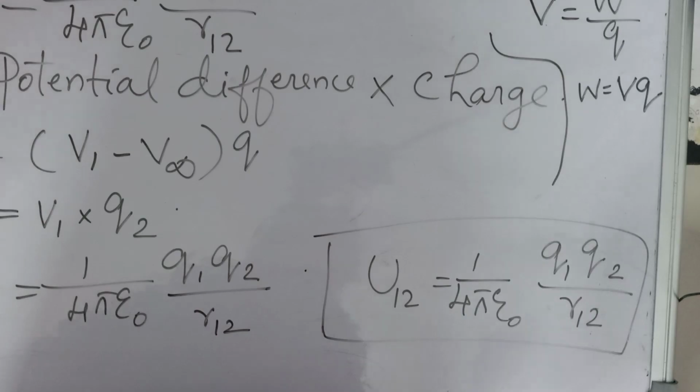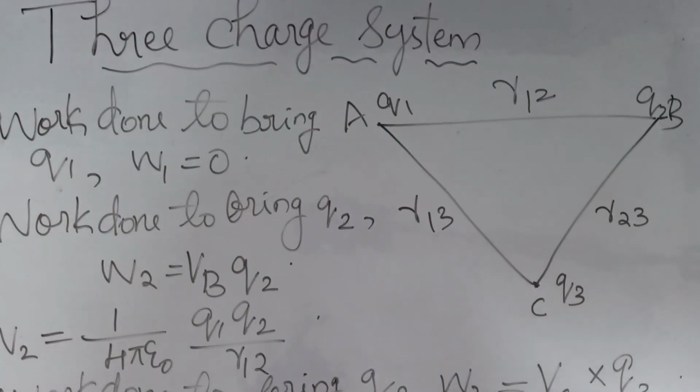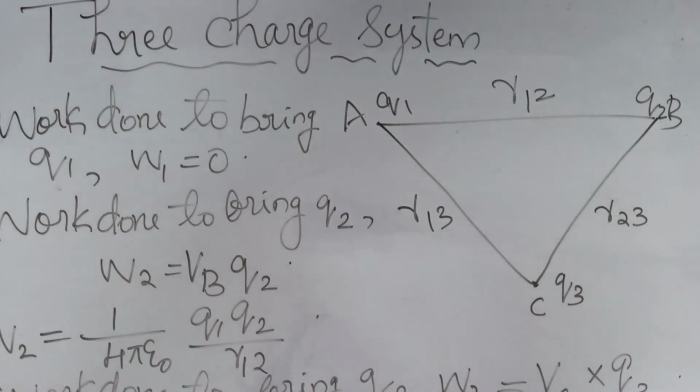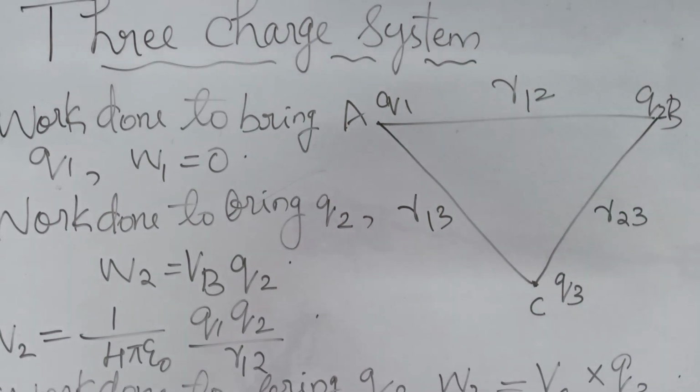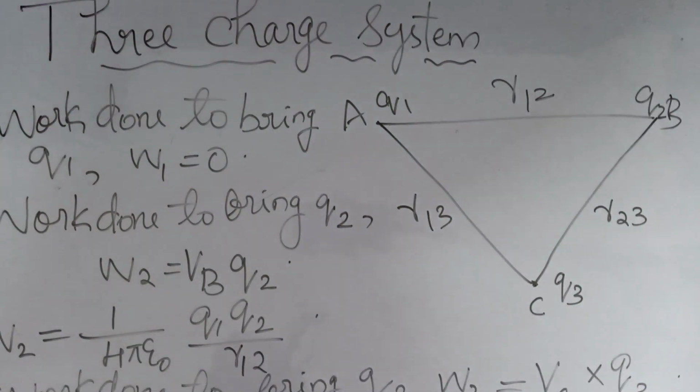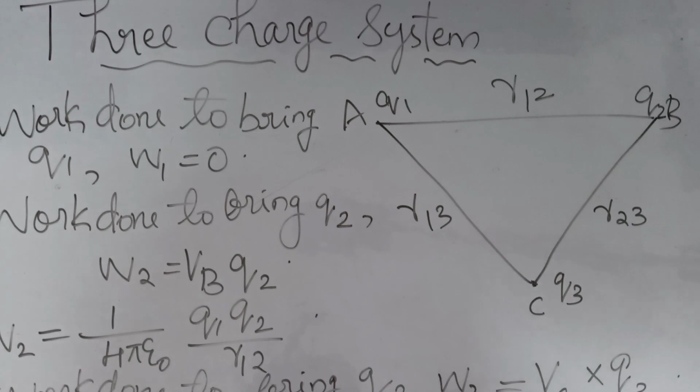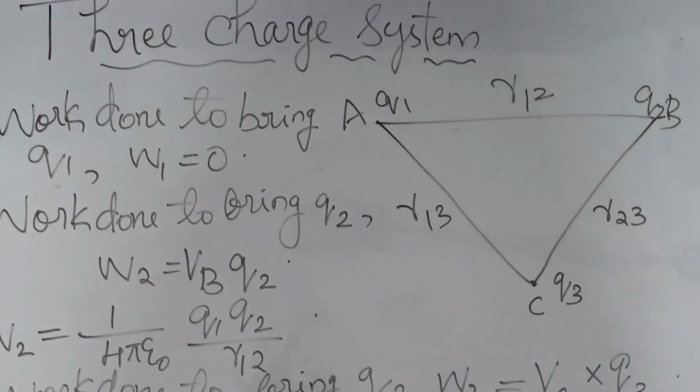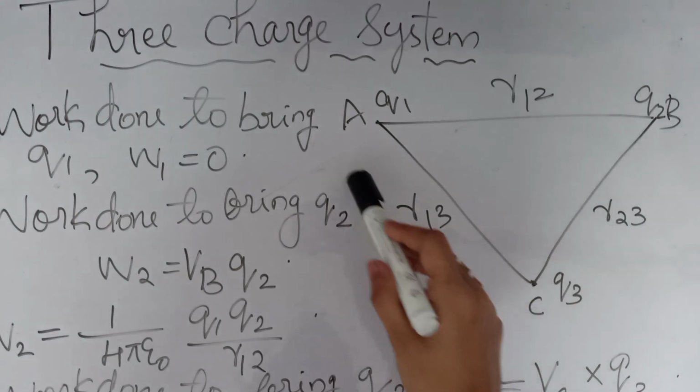Clear? Now we have to consider a three charge system. Here we are going to find the potential energy of a system of charges and we are considering three charges, and you should understand that this is in the case of absence of external field, because here there is no external field acting on the system.